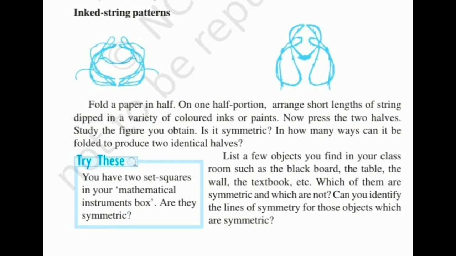List a few objects you find in your classroom, such as the blackboard, the table, the wall, the textbook, etc. Which of them are symmetric and which are not? Can you identify the lines of symmetry of those objects which are symmetric?